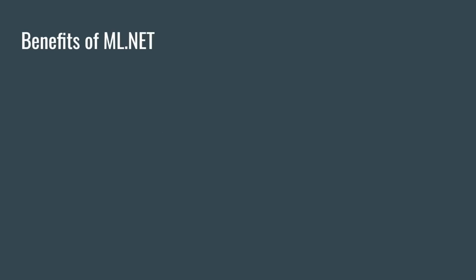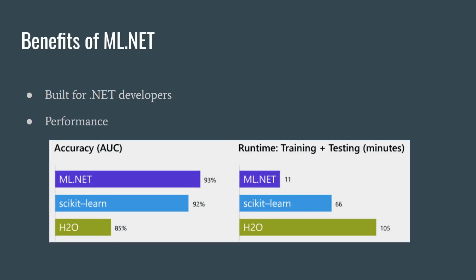A couple of benefits of using ML.NET versus some of the more popular frameworks in Python: first, we kind of alluded to it earlier, but it is built for .NET developers. ML.NET itself is built in C#, and it is just another NuGet package that you can download and use within Visual Studio. And another thing is its performance.